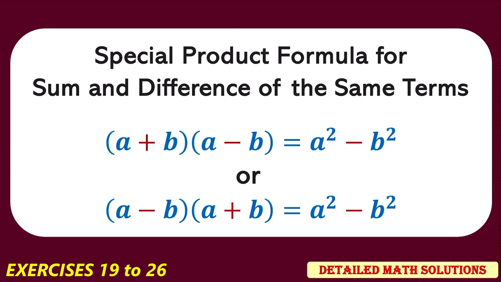To solve these exercises I'm going to use the special product formula for sum and difference of the same terms, a plus b in parentheses multiplied by a minus b in parentheses equals a squared minus b squared. This formula can also be written as a minus b in parentheses multiplied by a plus b in parentheses equals a squared minus b squared.